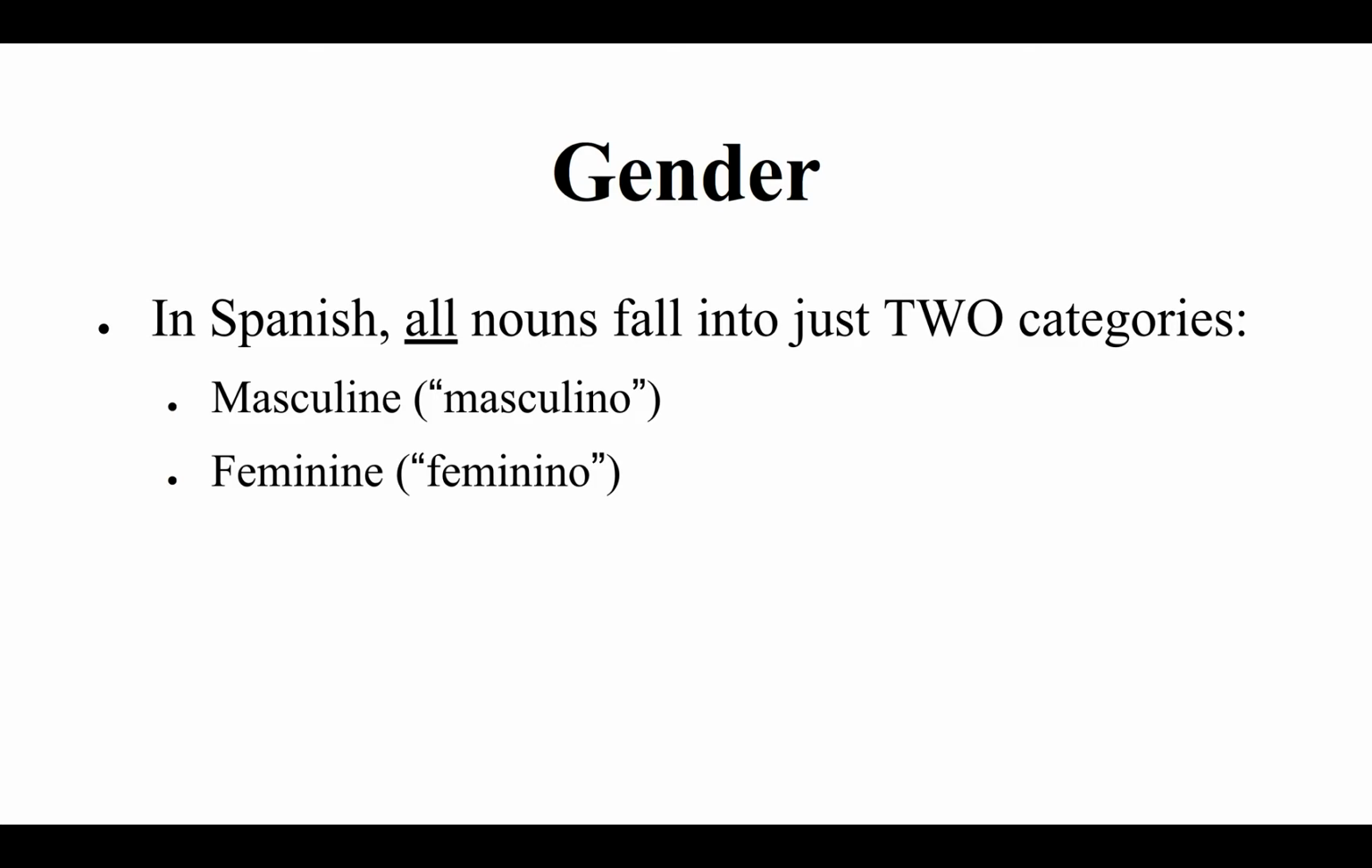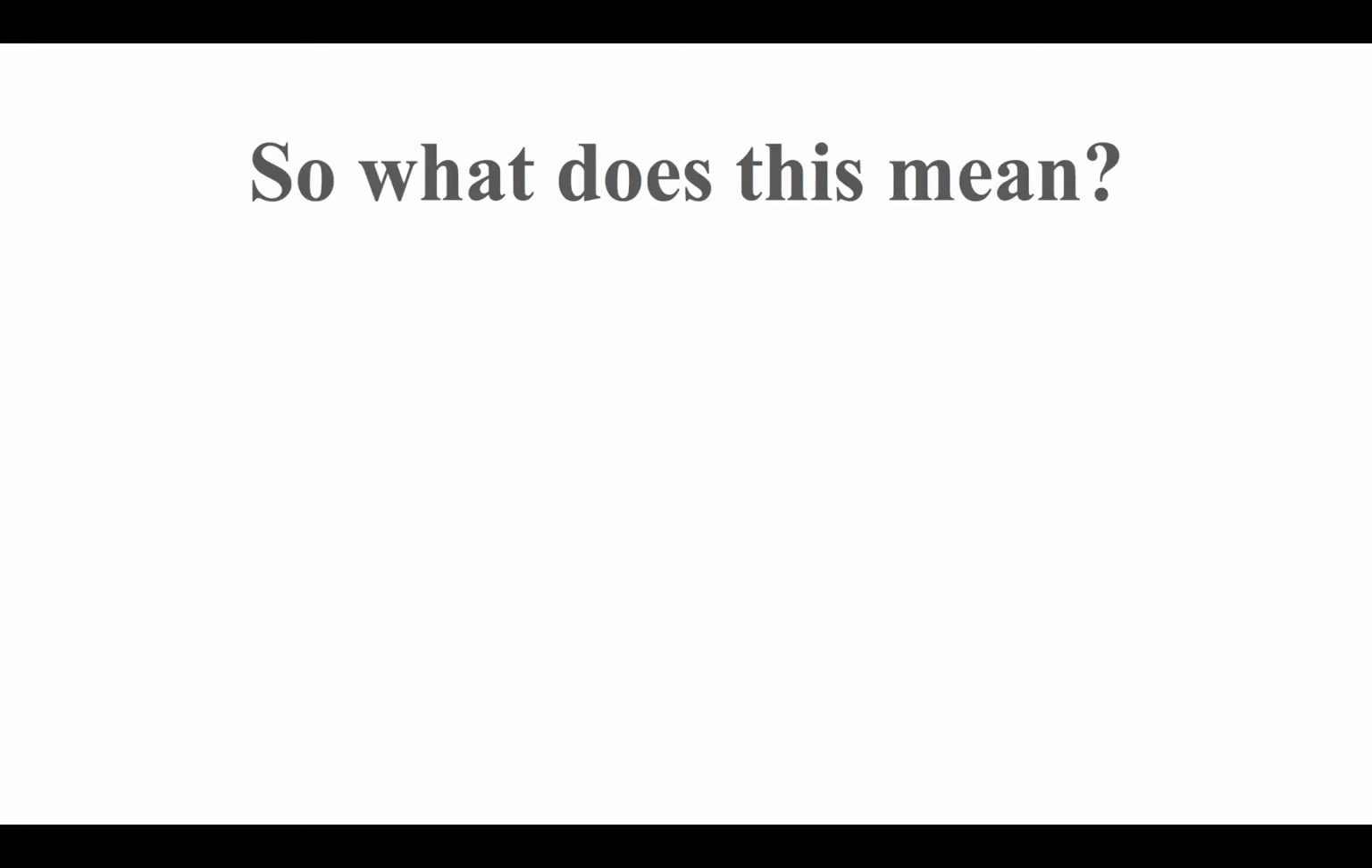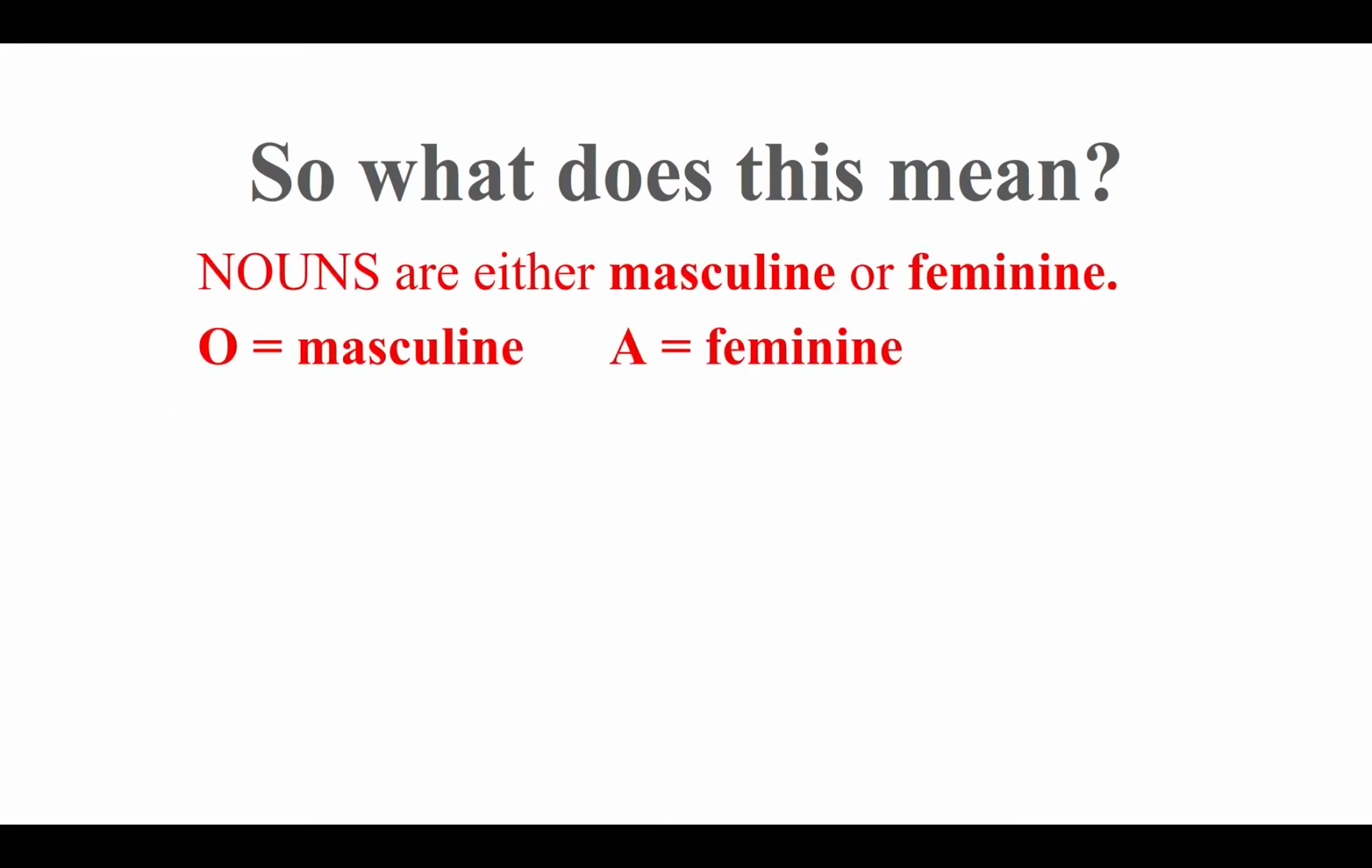Now, this doesn't mean that the computer is a girl computer. We're referring to gender as a grammatical category. The actual word for computer is considered masculine or feminine, but not the actual object. It doesn't mean the object is for a boy or a girl. So what does this mean?